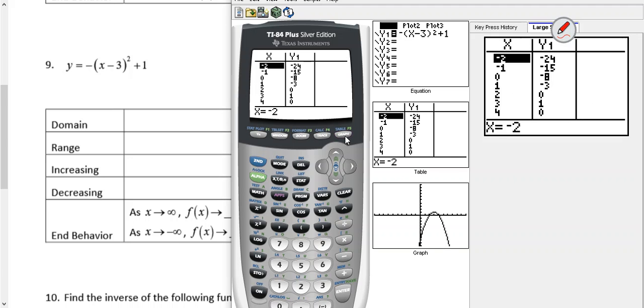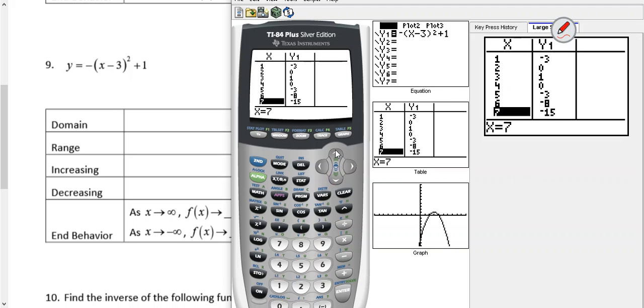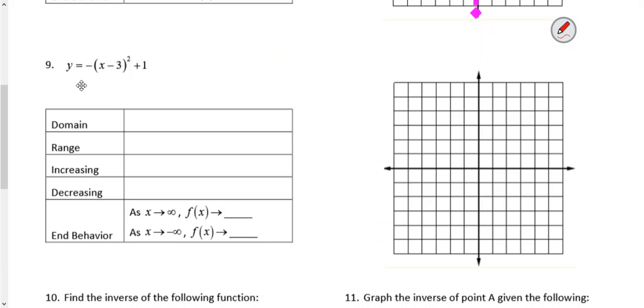Go second graph, get our table, and again we're going to plot as many points as possible. So you can scroll up, you can scroll down, get as many as possible. And then connect your points, making that upside down U, arrows at the end.